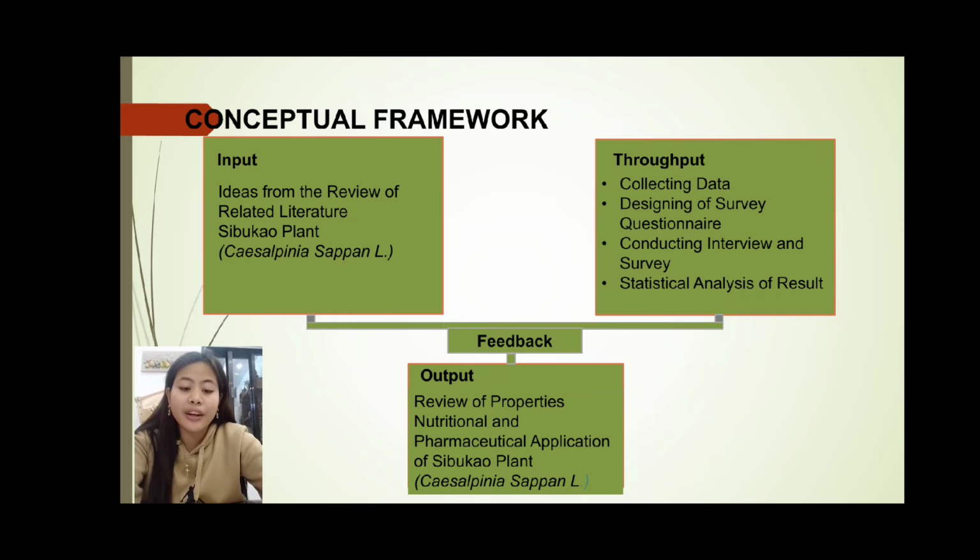As we can see here in our conceptual framework, we have three sections or three boxes: the input, the throughput, and of course the output. Here in input, we are going to collect all the ideas from the interviews and related literature about the Sibukao plant or Caesalpinia Sappan L.